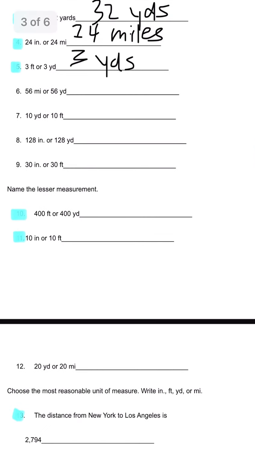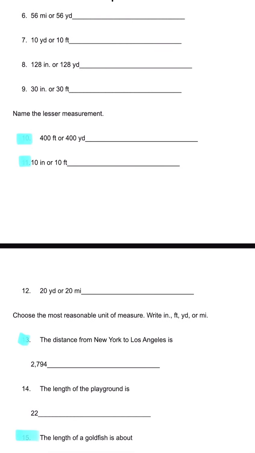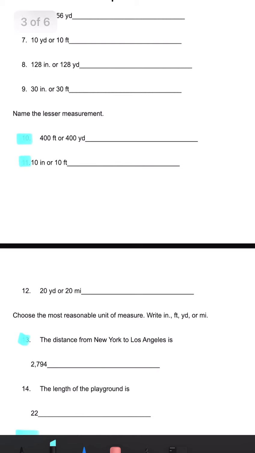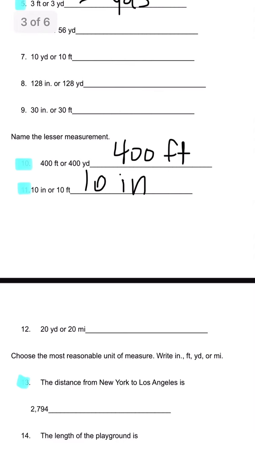Let's move to the bottom of the page. It says name the lesser measurement. So let's try to do it without using the key above. What is smaller, feet or yards? Feet is smaller. So we're going to write 400 feet. Number 11, 10 inches or 10 feet. 10 inches is smaller. Again, just think that inches is thumbs and feet is rulers. So of course your thumb is smaller than a ruler.